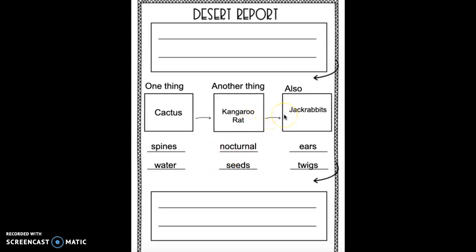Jackrabbits also live in the desert. Their long ears help keep them cool. They eat cacti and twigs.